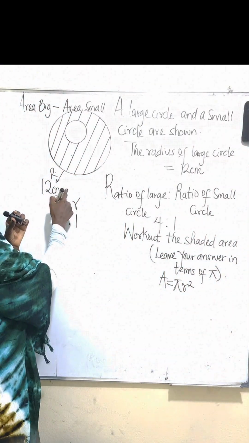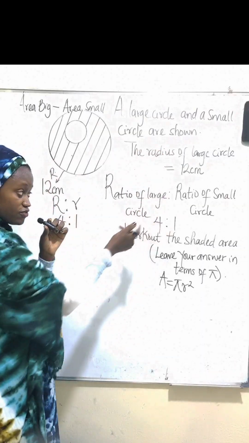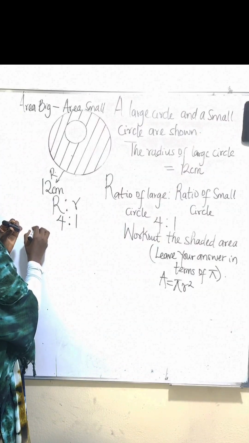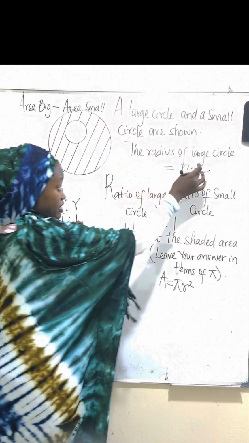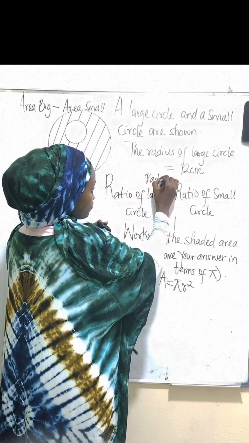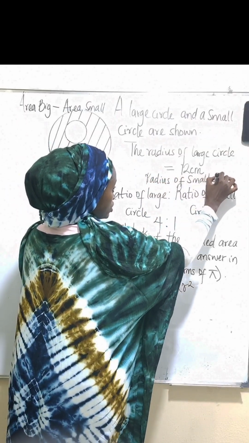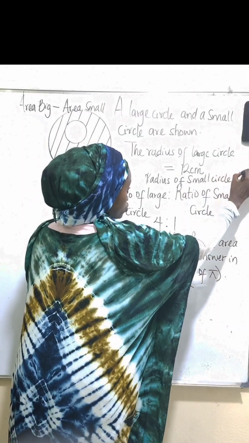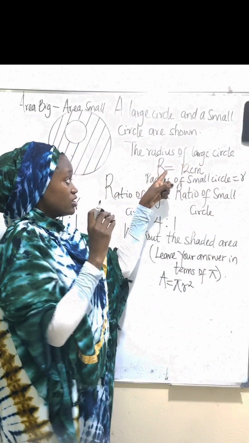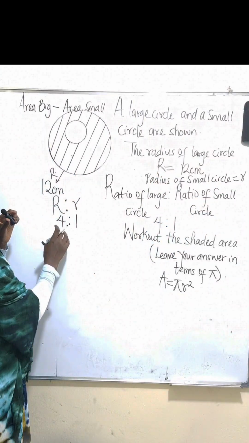So what we are going to do now is create a relationship between the radius and the ratio given. The radius of the large circle has been given as 12, but the radius of the small circle is not given, right? Radius of small circle equals r. Radius of large circle equals R in capital letter. Radius of small circle, r in small letter, right? So what this means is that what?